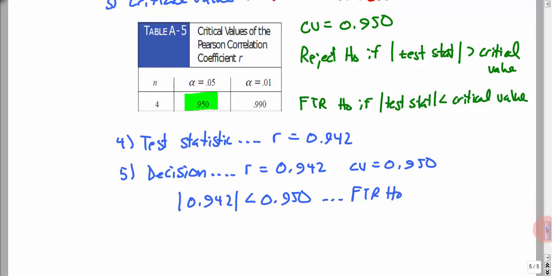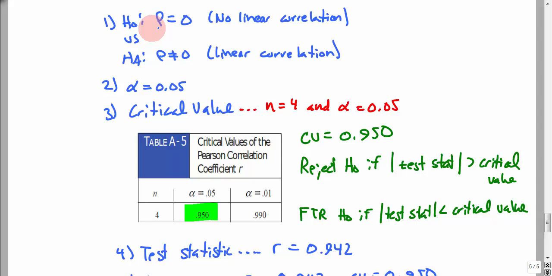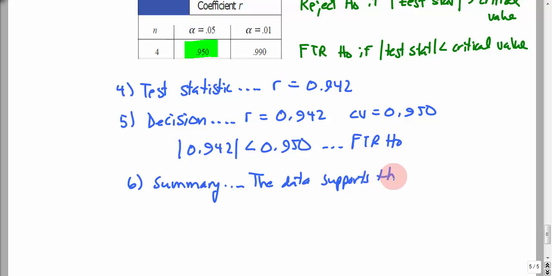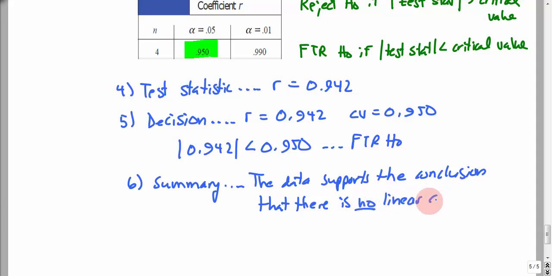Now if we look at what that means, if we fail to reject this, this means there's no linear correlation. So for my summary, the data supports the conclusion that there is no linear correlation between the variables.